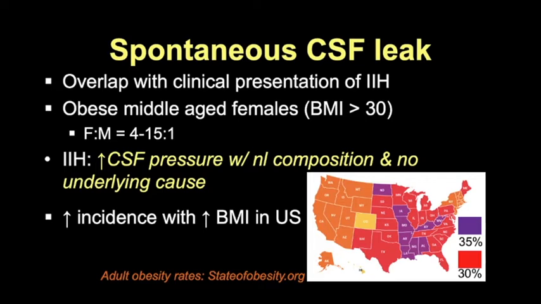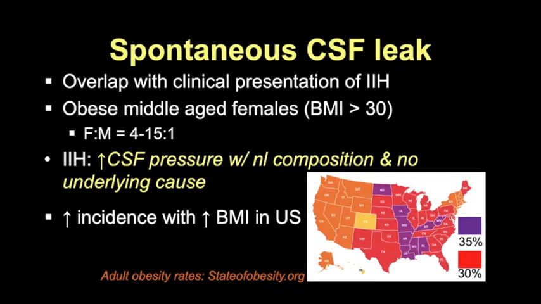So just to spend a minute on spontaneous leaks, as these are the types of leaks that we're seeing the most frequently. Again, these are leaks that occur in patients without discernible cause, and often, but not always, there's overlap in the clinical presentation and imaging findings of patients with IIH, as they're often seen in obese middle-aged females with a BMI over 30, with a female preponderance of anywhere from 4 to 15 times more frequently than males. Remember, IIH is the presence of elevated CSF pressure with normal composition and no definite underlying cause. However, patients' pressures may be normal or only mildly elevated in the setting of a resultant CSF leak.